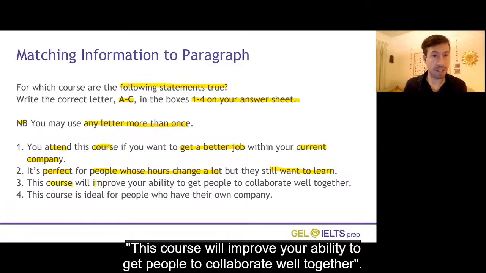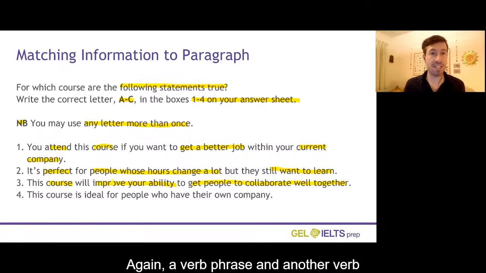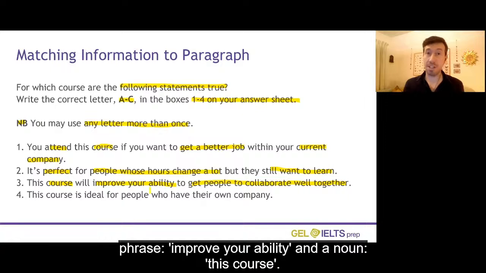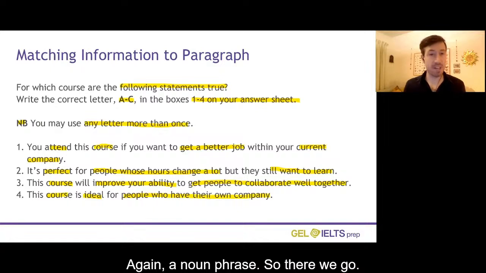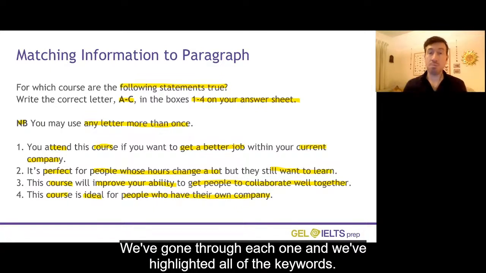This course will improve your ability to get people to collaborate well together. Again, a verb phrase and another verb phrase, improve your ability, and the noun this course. This course is ideal, adjective, for people who have their own company. Okay, again, a noun phrase. So there we go. We've gone through each one and we've highlighted all of the key words.